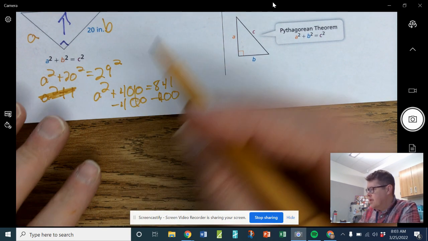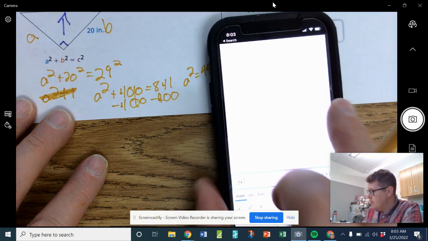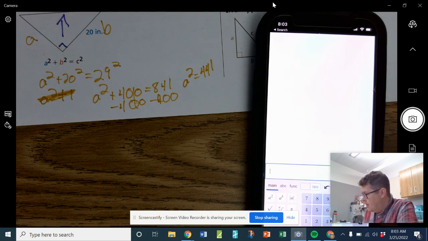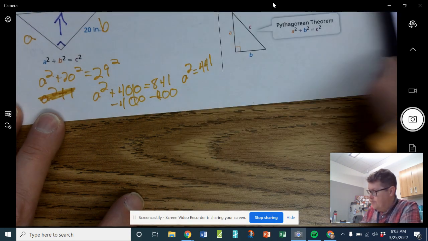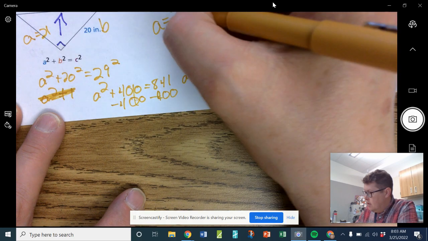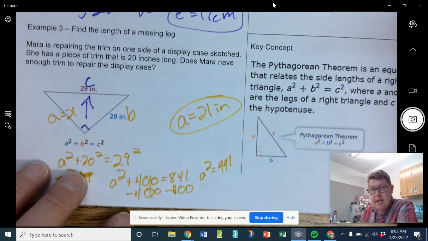All right. So that gives us A squared equals 441. Because 841 minus 400. Okay. And then we'll just take the square root of 441, and that gives us 21. So A equals 21, and that's inches. So yeah, that gives us that side right there.